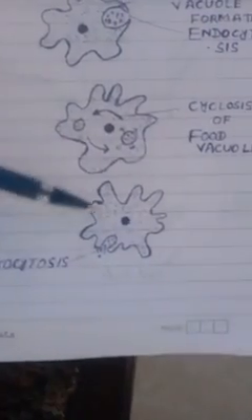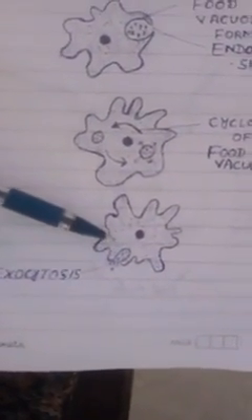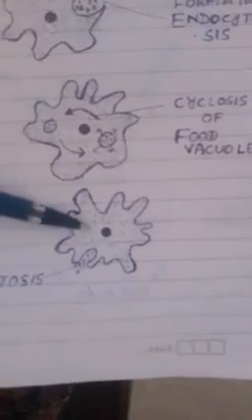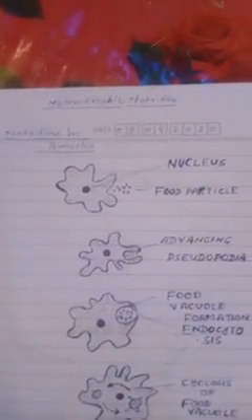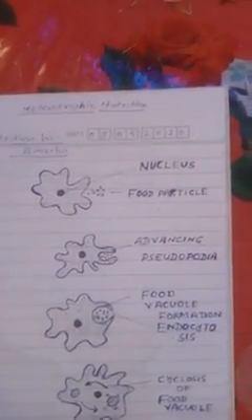And when the food is digested and supplied to each and every part, the food which becomes undigested is now excreted by the process called exocytosis. So this is the mode of taking food material in the case of amoeba.